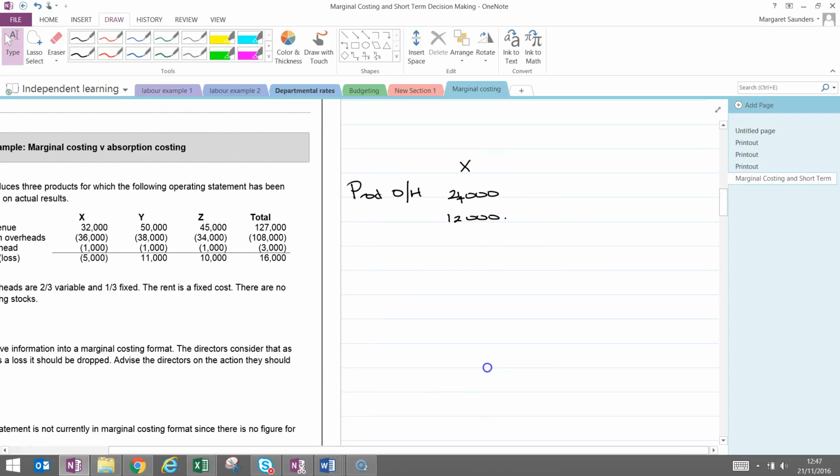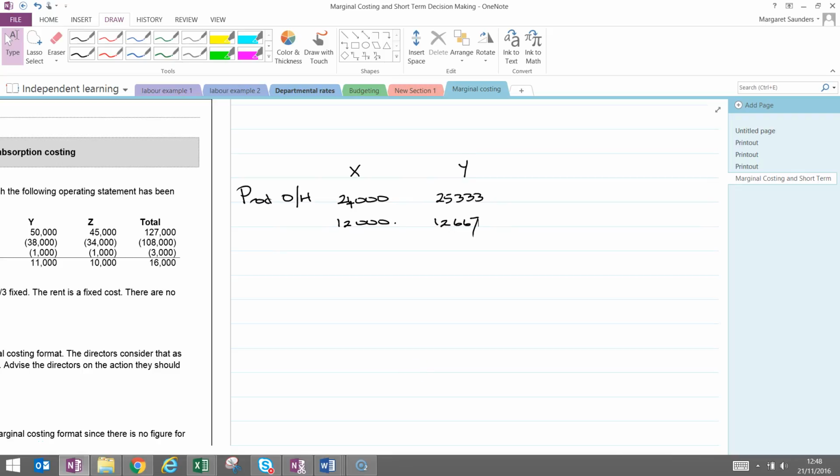With product Y, our production overheads are 38,000. So 2/3 of 38,000 works out to 25,333. And 1/3 of 38,000 works out to 12,667.